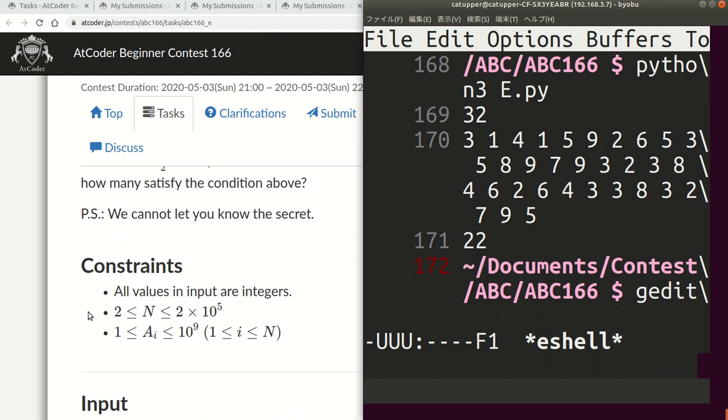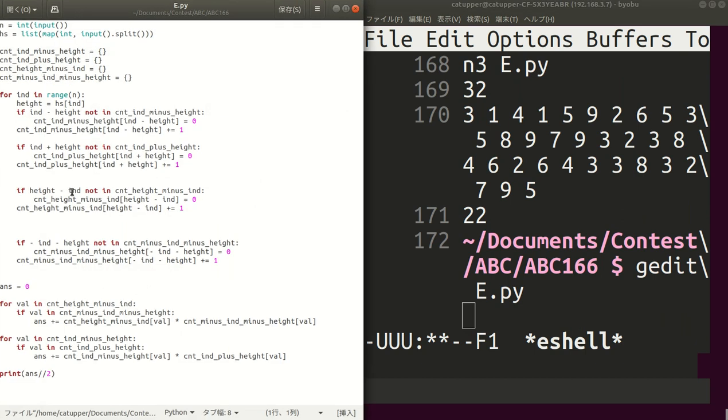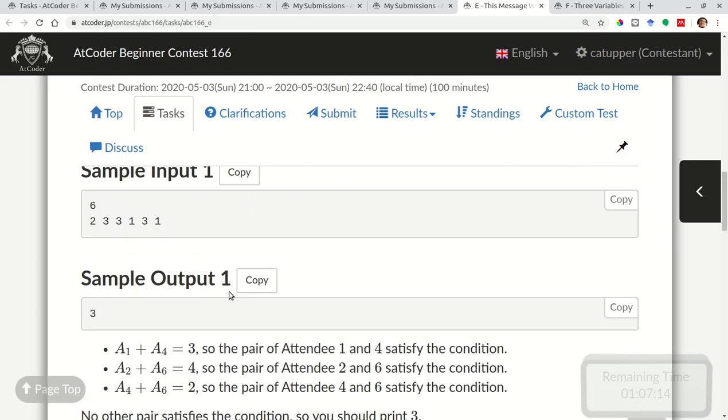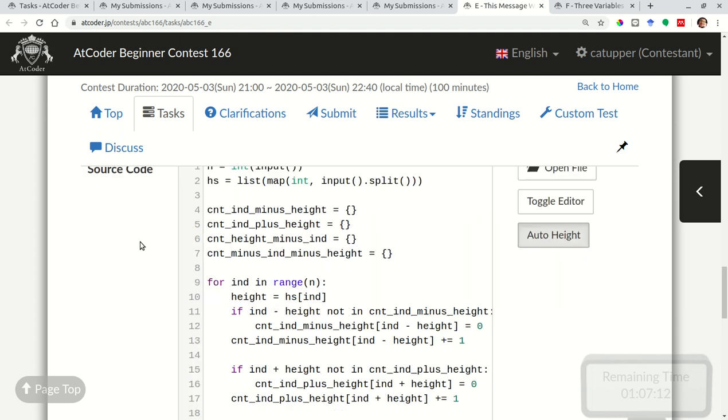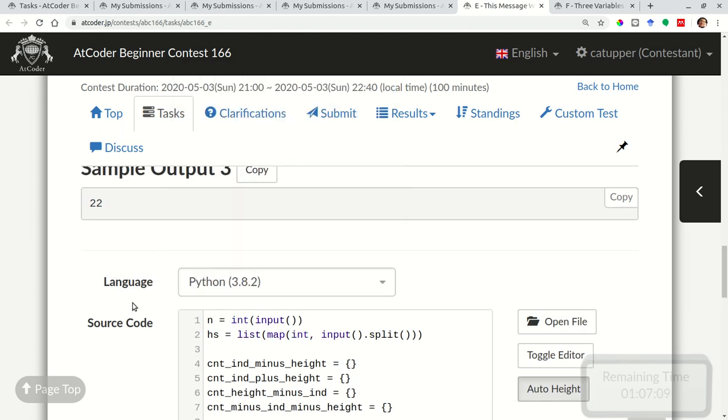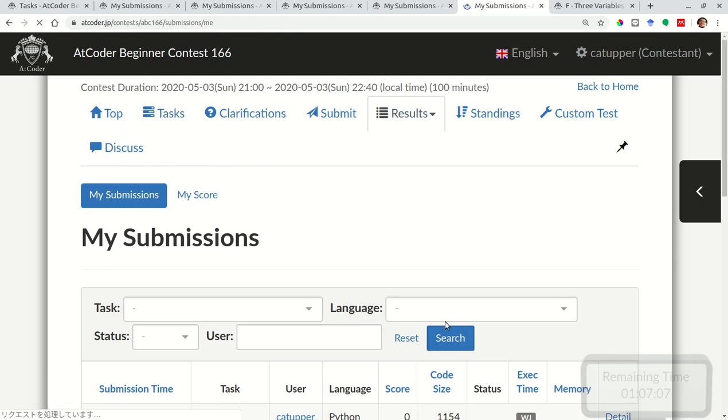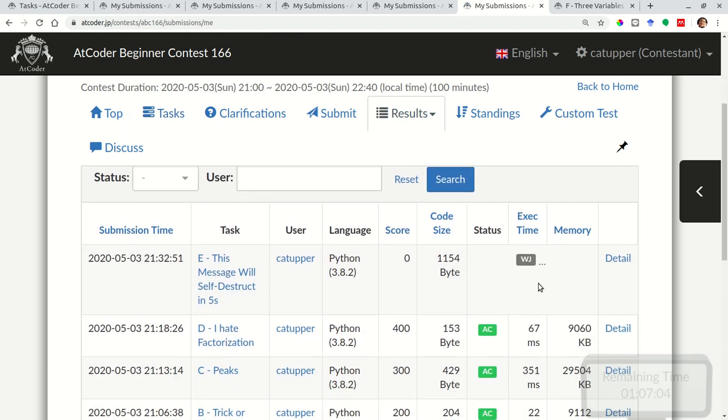So let's submit this. Maybe it will get TLE, because the map of Python is a bit slower than the same one in C++. So let's see the results, and I will cut this video if it is AC. Okay, it seems good. If I get TLE, I will write the same algorithm in C++. But it seems good, I think. Okay, accepted. Thank you very much.